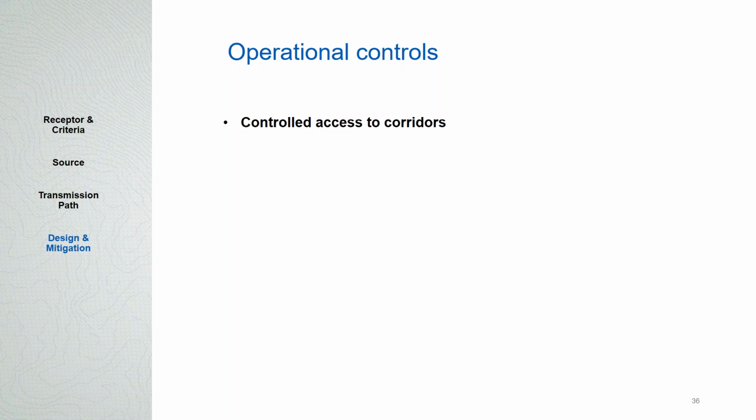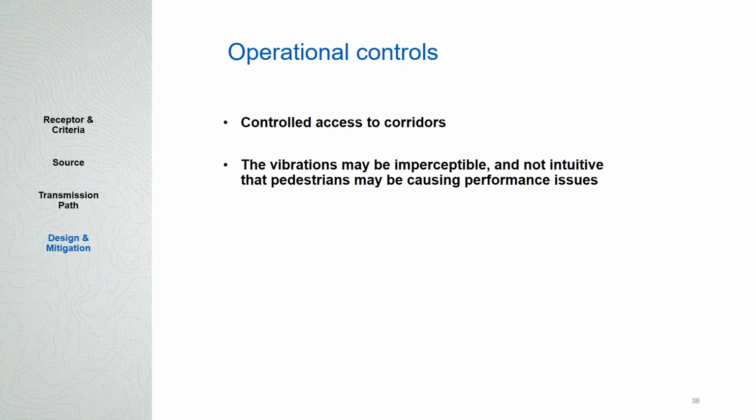Perhaps something similar can be done in a lab environment. The vibrations might be imperceptible, and it might not be intuitive that pedestrians are causing performance issues. So people might say, why are my images not working out?